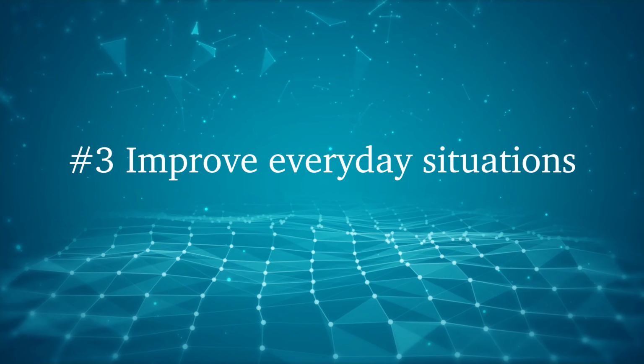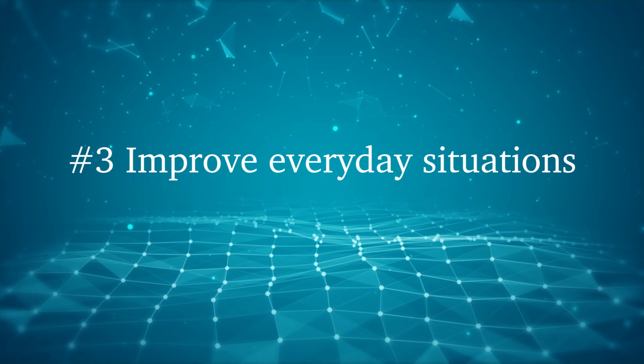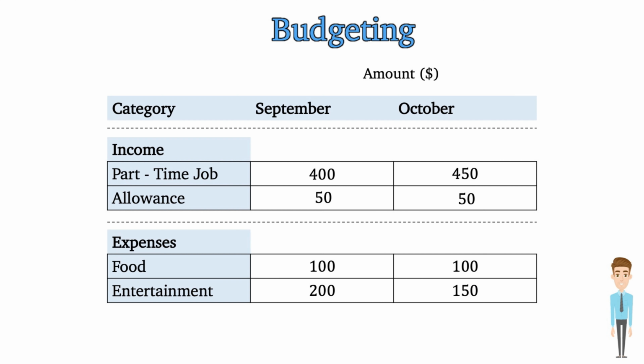Reason number 3, improve everyday life situations. For instance, budgeting. When managing personal finances, you can create two-way tables to track income sources and expenses. This can help you make smart choices about budgeting and savings. Here is an example of a teenager's budget.